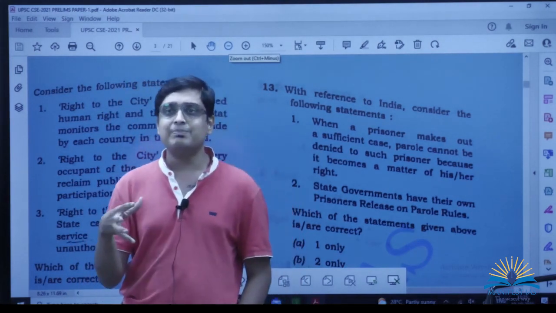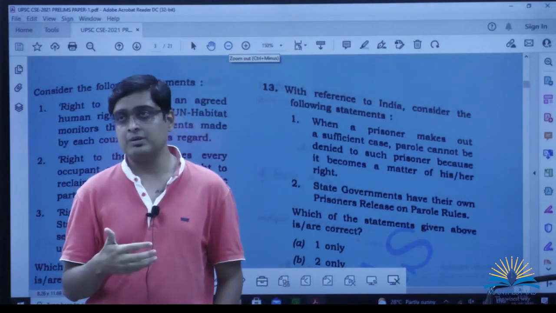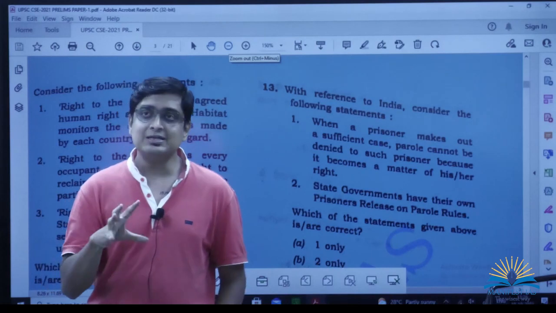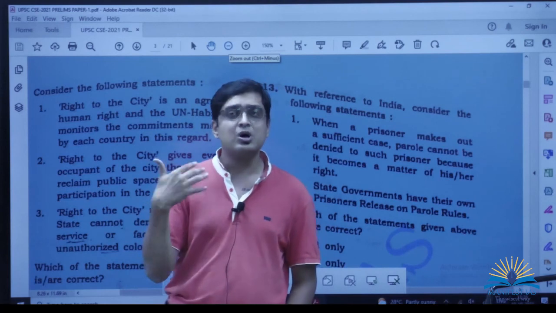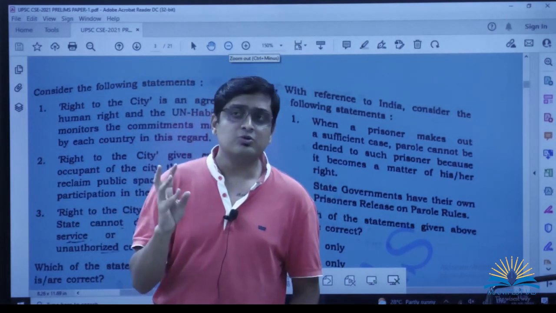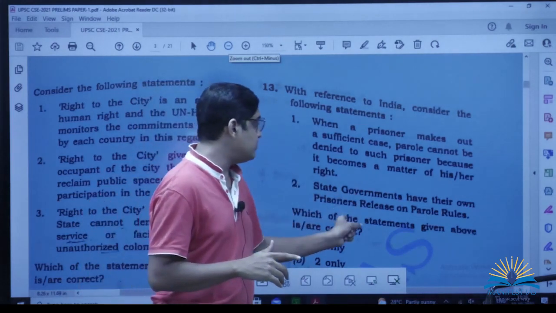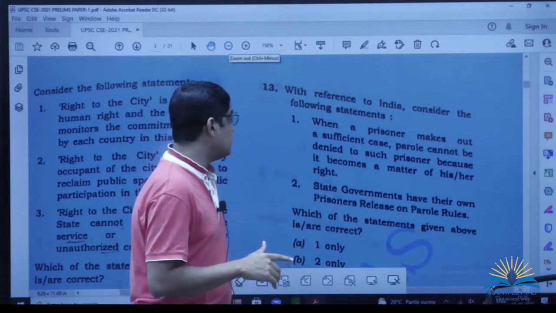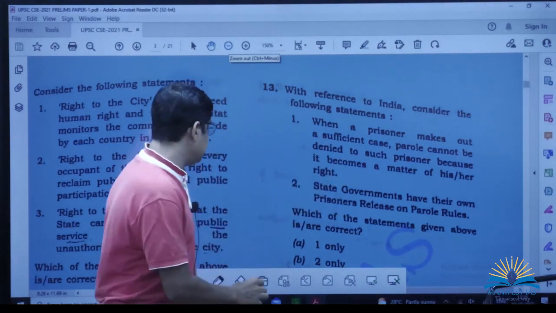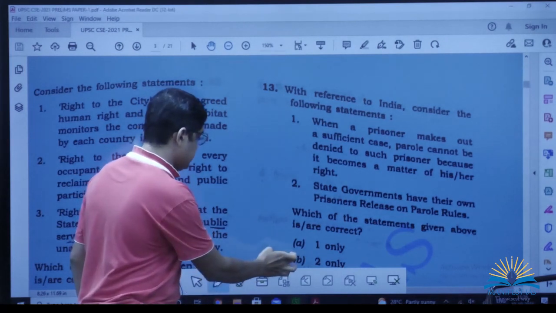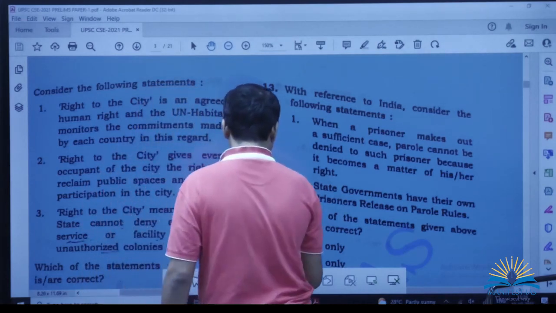Most of the times, it depends on the prison authorities who observe the behavior of the prisoner. And prison as a subject is a state subject, and it is the state which has prisoners rules, parole rules, furlough rules, etc. So the state is the authority which determines it. So state governments have their own prisoner release on parole rules. Yes, this is correct. The first statement is not correct. Again, in this case also, B is the answer. Next is the 14th question.